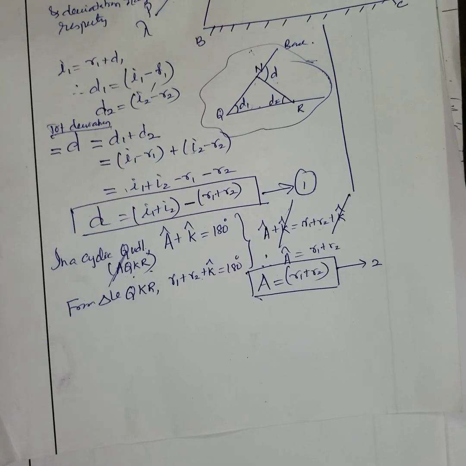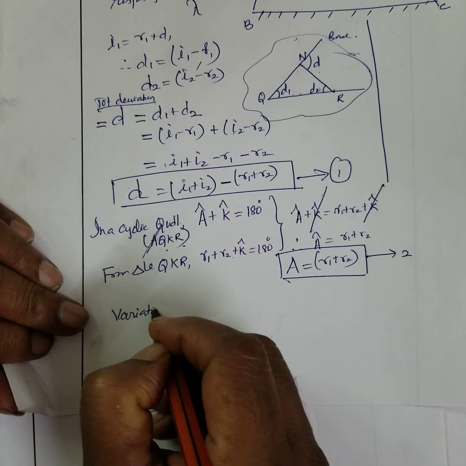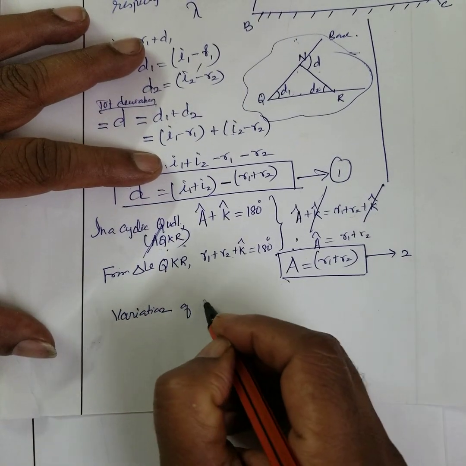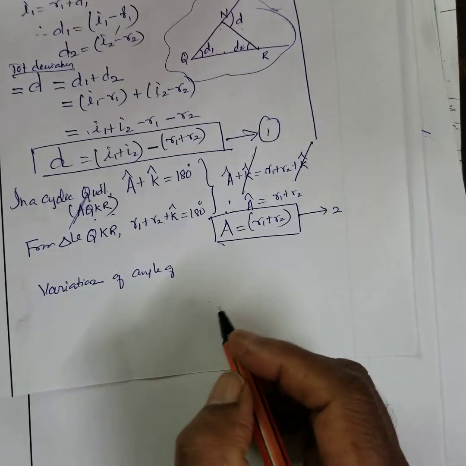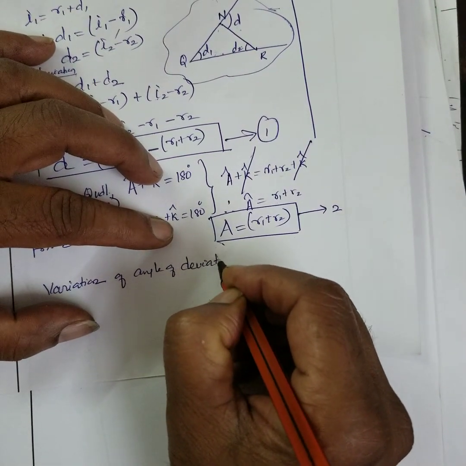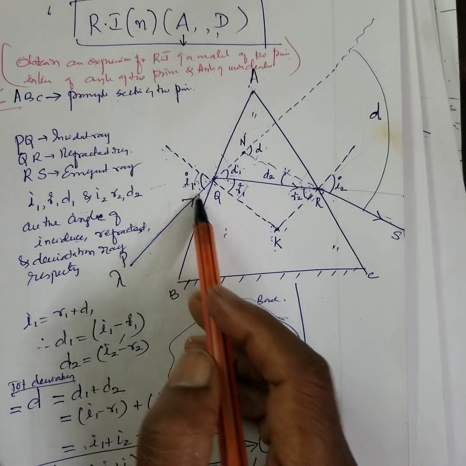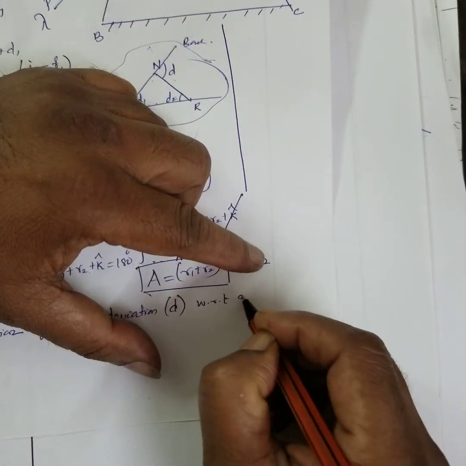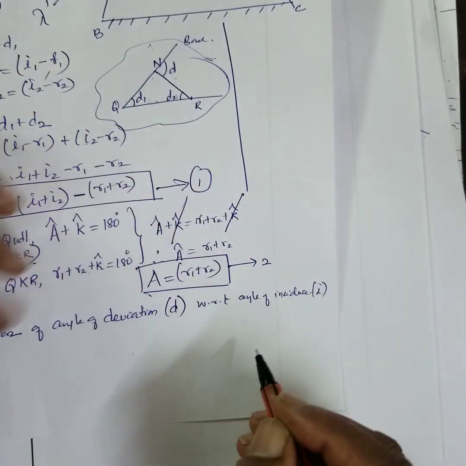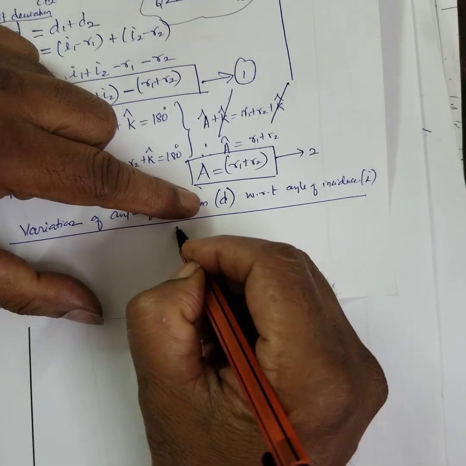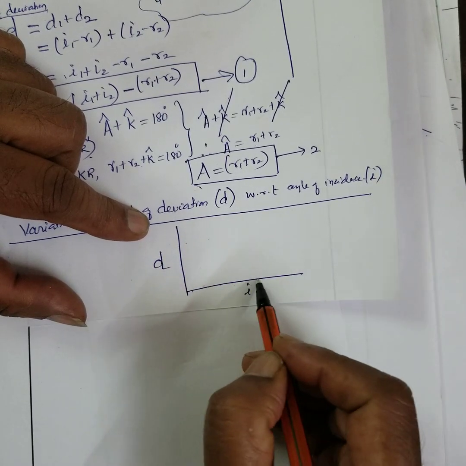Now, here you draw the variation of angle of deviation, D, with respect to angle of incidence, I. That means this is total deviation, and this is angle of incident 10, 20, 30, 40, 50 and so on.